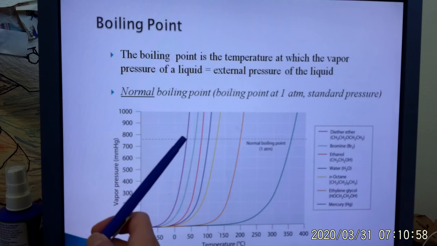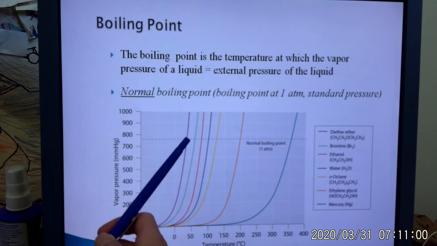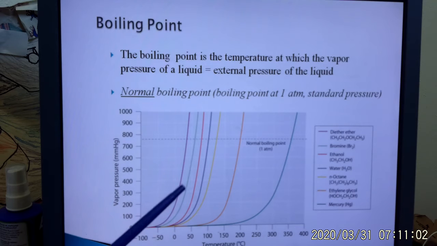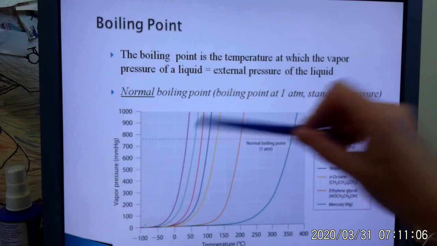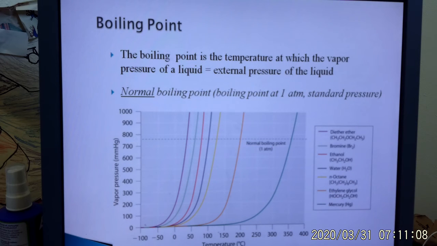Then the boiling point is right here for diethyl ether, which is like a negative, actually let me see my chart. This is 0, this is 50. No, this is about 37 degrees, okay? 34 to 37 degrees Celsius, okay?